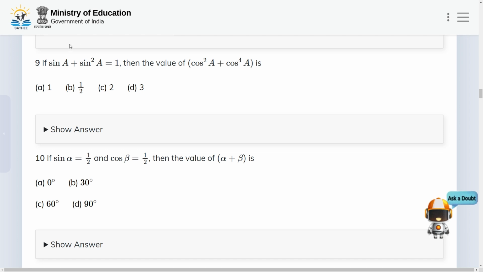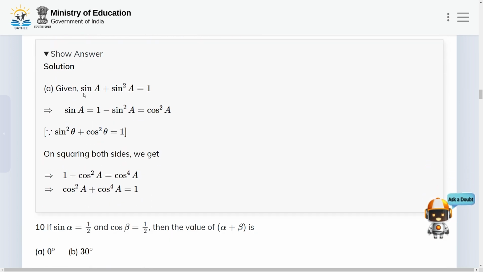Okay, so we have been given this information, and by using it we need to find the value of cos square A plus cos to the power 4A. Here, first of all, given that sine A plus sine square A is equal to 1, it implies sine A is equal to 1 minus sine square A, and we know the trigonometric identity: sine square A plus cos square A is equal to 1.